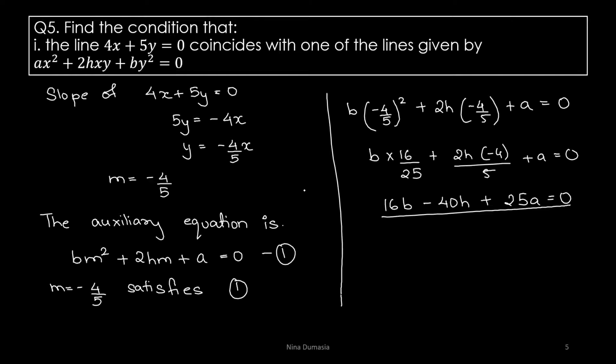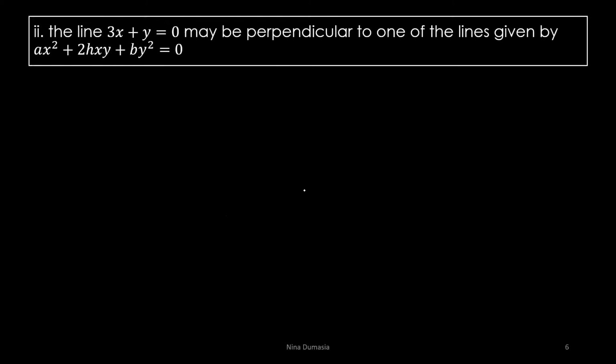Okay. Now let us do the next question. The line 3x + y = 0 may be perpendicular to one of the lines given by this. यहाँ पे इस लाइन को परपेंडिकुलर दिखाना है, तो हम लोग क्या करेंगे? इस लाइन का स्लोप निकालेंगे फिर उससे परपेंडिकुलर लाइन का भी स्लोप निकालेंगे, हमें आता है ना वो। तो फर्स्ट ऑफ ऑल slope of 3x + y = 0 is y = −3x, therefore m = −3.